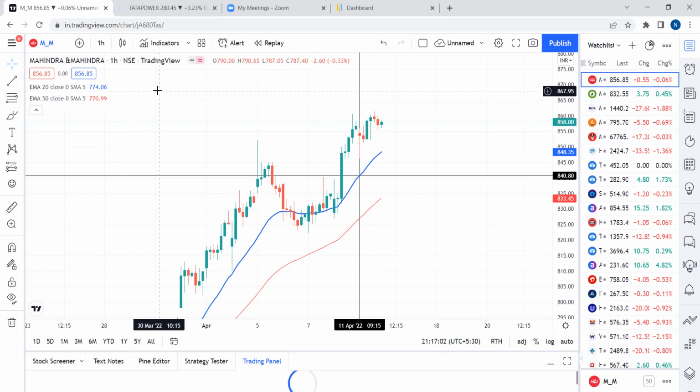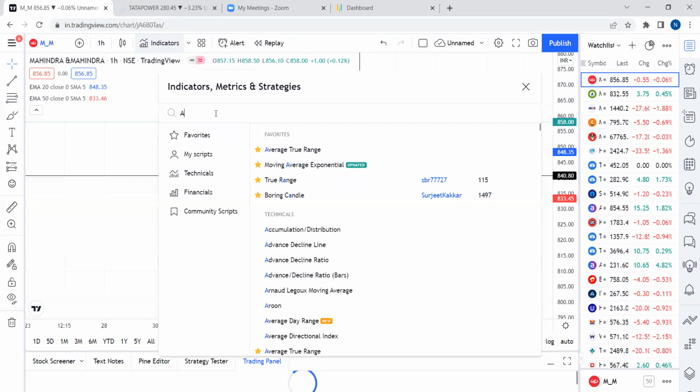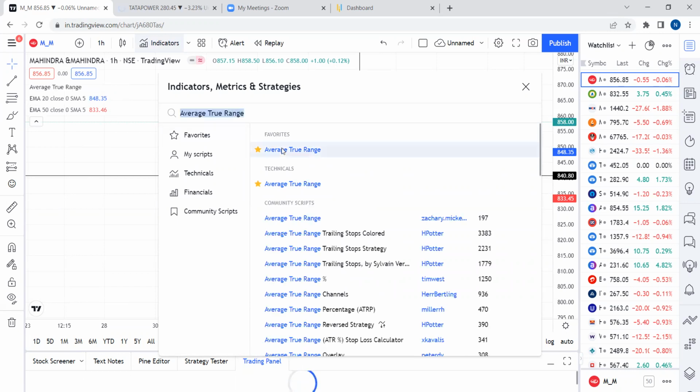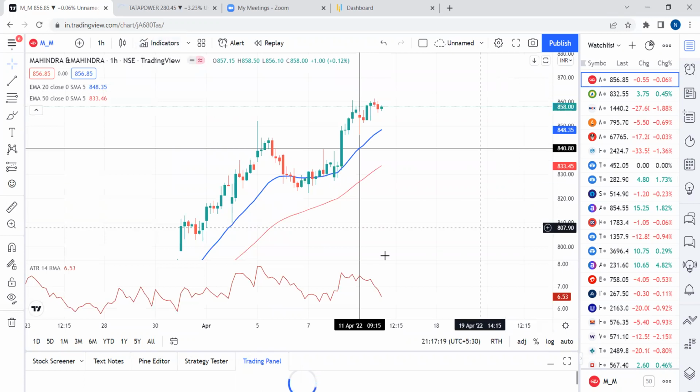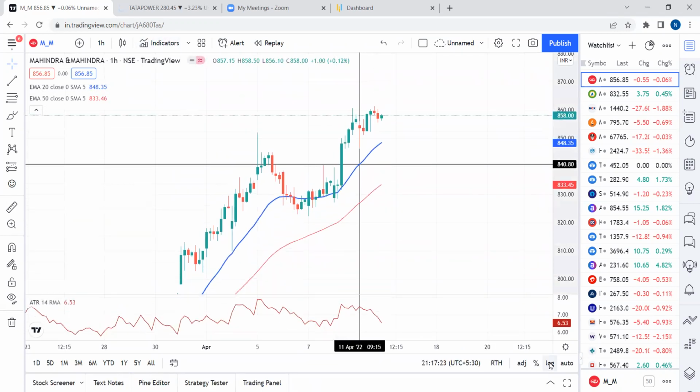So for that, the indicator you are using is average true range. Type in average true range. It's called the ATR indicator. ATR. So why is this indicator used? What is the significance of this indicator? This indicator will tell you the volatility.